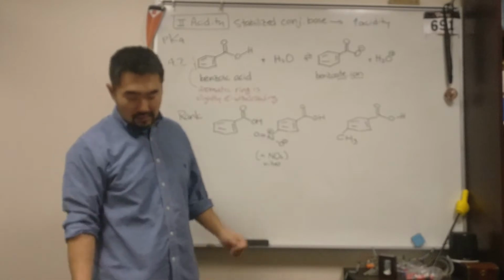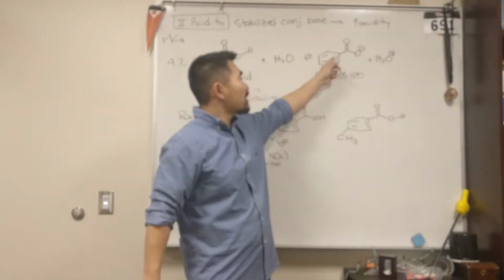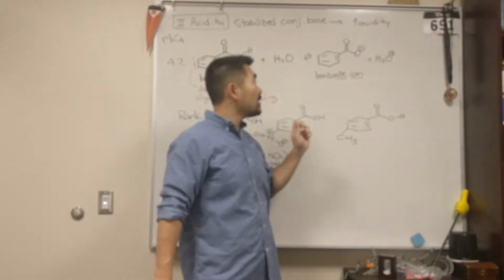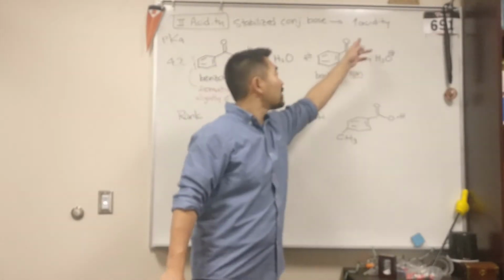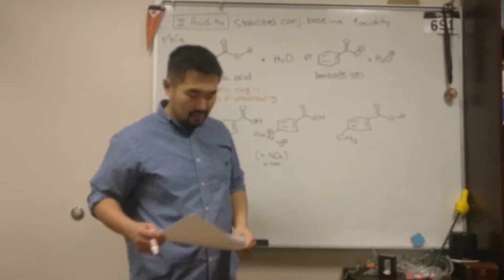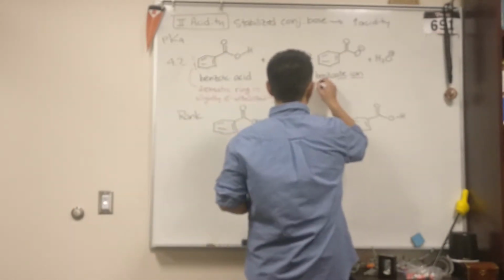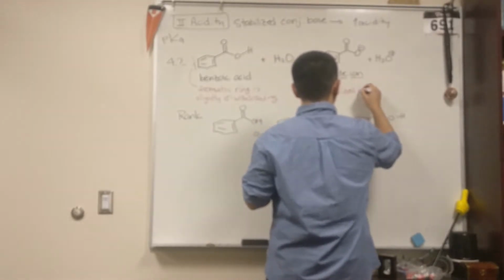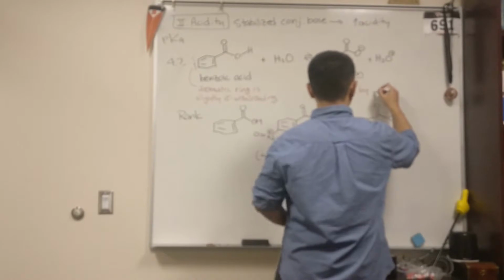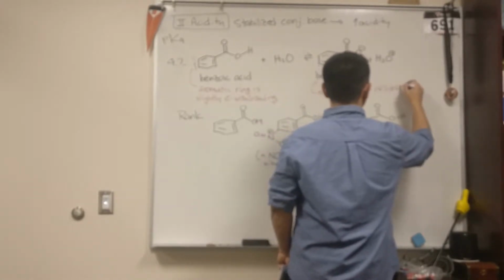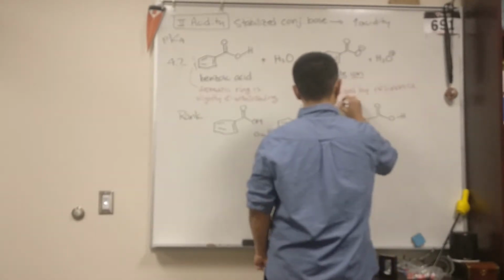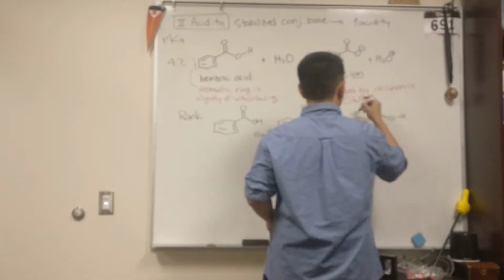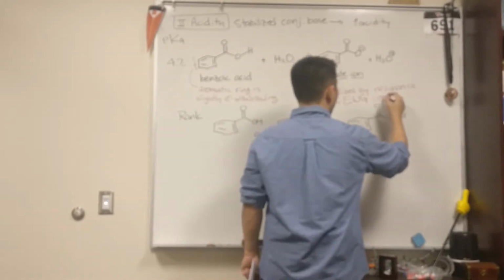Okay, and so for that reason, the conjugate base, its negative charge is stabilized by the benzene as well as by the resonance between the two oxygens. Okay, so this is stabilized by resonance, but also by the electron withdrawing group. That stands for electron withdrawing group.